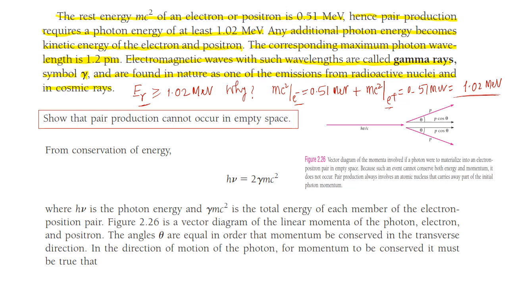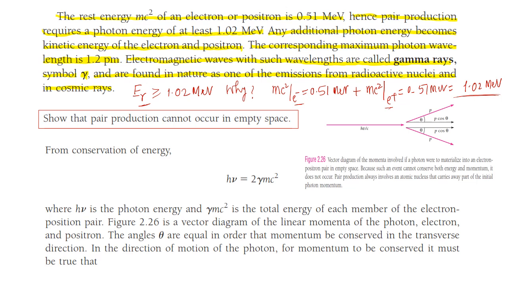So the photon which gives rise to the phenomenon of pair production must have an energy of at least 1.02 MeV, and the corresponding wavelength has to be 1.2 picometer. Such photons are known as gamma rays, and these are naturally found in the emission of radioactive nuclei and in cosmic rays.